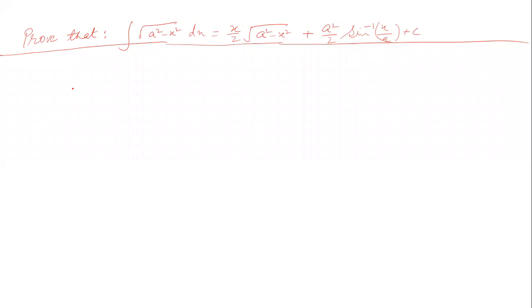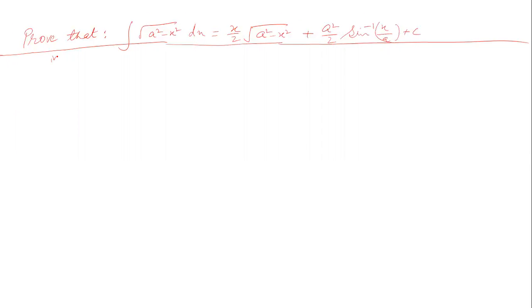Hello everyone. Today I will tell you how to prove the integration of square root of a square minus x square dx equals x by 2 square root of a square minus x square plus a square by 2 sine inverse x by a plus c. There are two methods to find its value. First one is by parts and second is substitution method. I will discuss one by one.